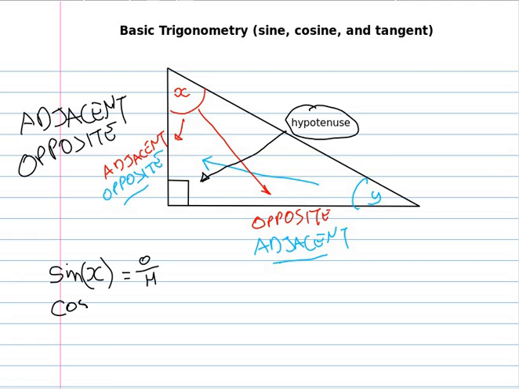Cos X equals the adjacent side over, or divided by, the hypotenuse, and tan X equals the opposite over the adjacent. So that would be the opposite over the adjacent. Okay.